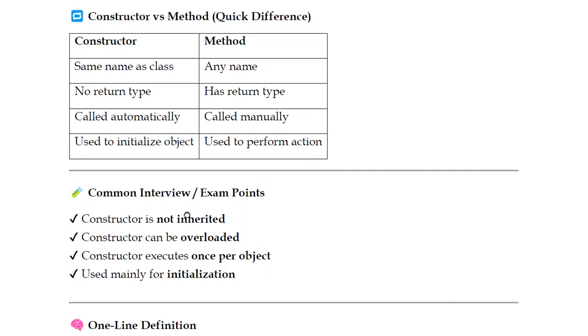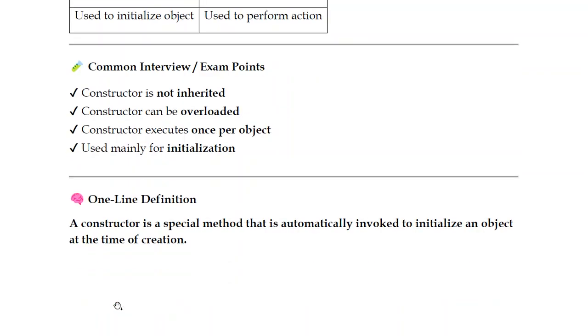These are important interview questions and exam points. Can a constructor be inherited? No, a constructor is not inherited. A constructor can be overloaded. A constructor executes once per object. For example, mobile phone 1 equal to new means one object is created. Mobile phone 2 equal to new, one line, one object is created. So the constructor executes once per object. Its main purpose is initialization.